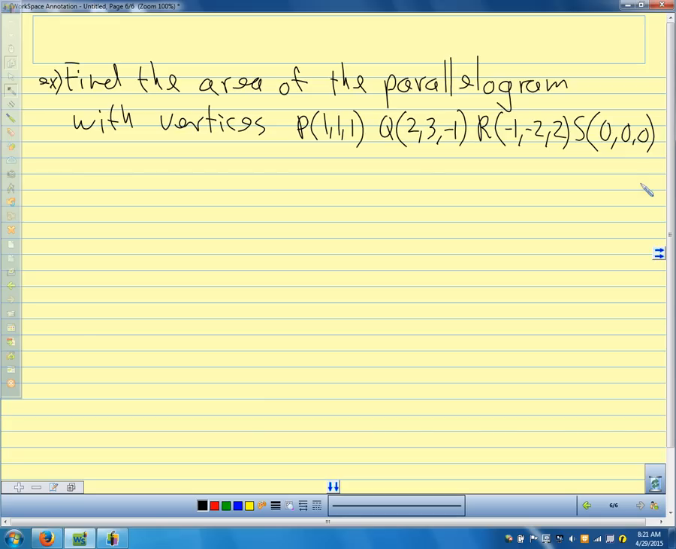So we have to figure out which sides are adjacent, because if we're not careful and we choose our vectors the wrong way, we could be using the vector that makes up the diagonal instead of the vector that makes up adjacent sides. So we need to figure out which pair of vectors make up adjacent sides of this parallelogram, to avoid using the diagonal as one of our vectors. So how do we do that?